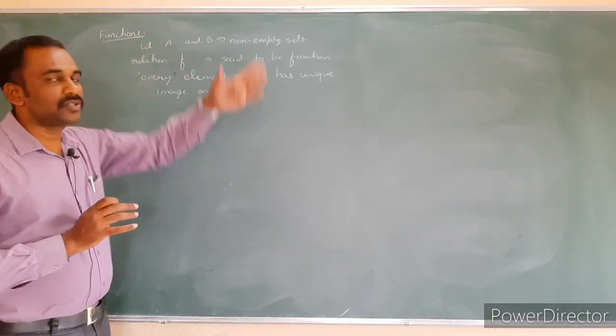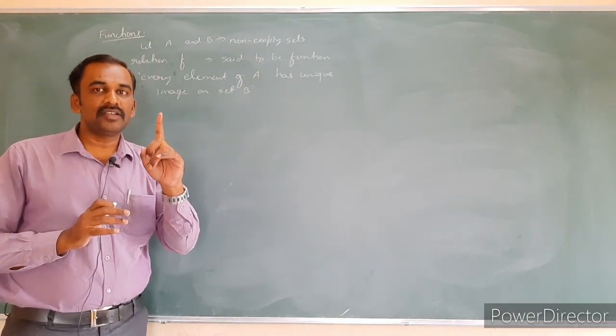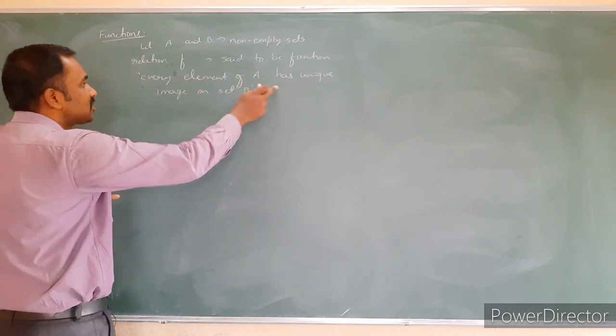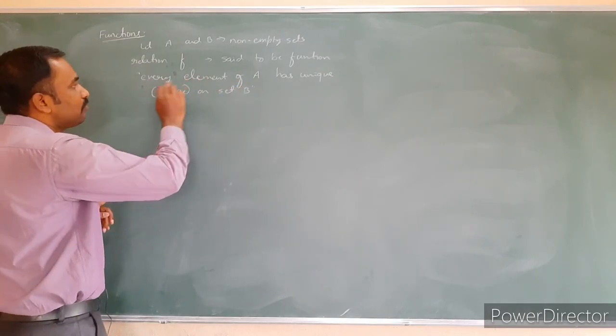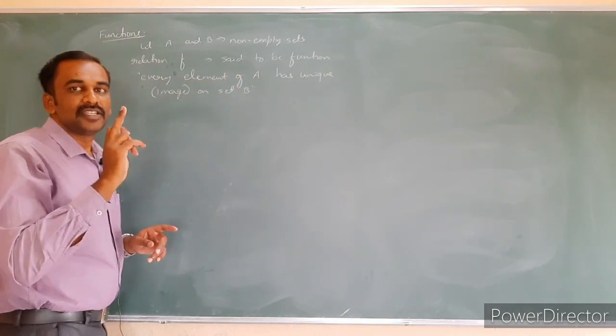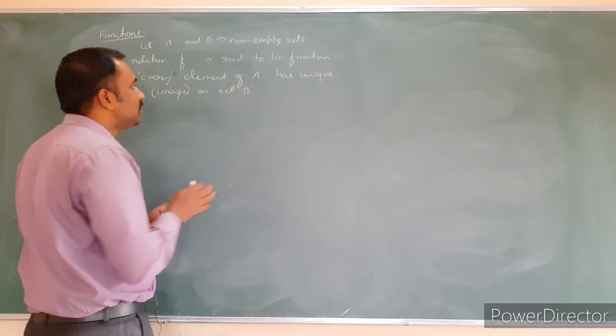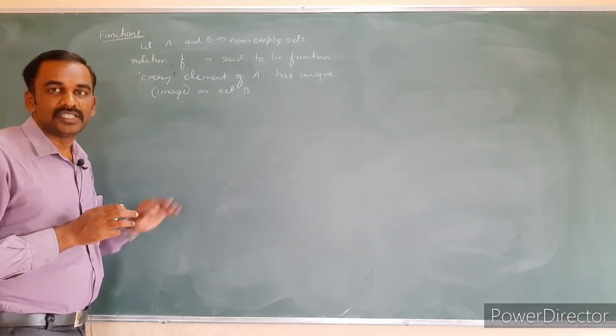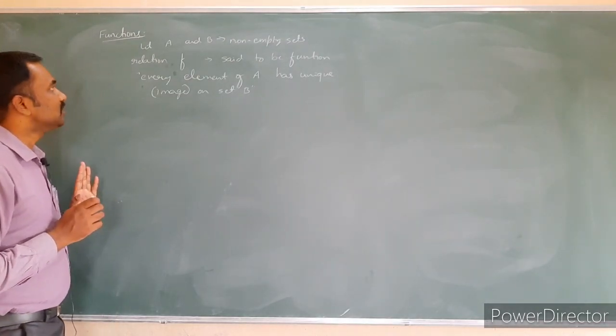Every element inside set A, what should it have? Only one image it should have. Are you clear? Or else, instead of saying image, you can say that every element of the set A is uniquely related to the elements of the set B. This is the definition of the function.